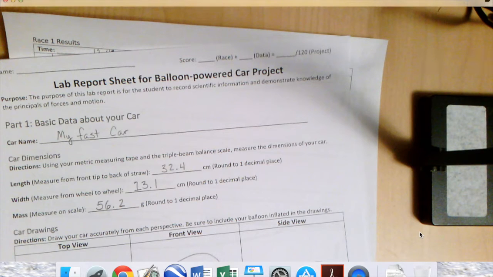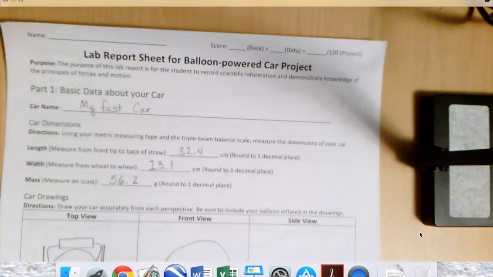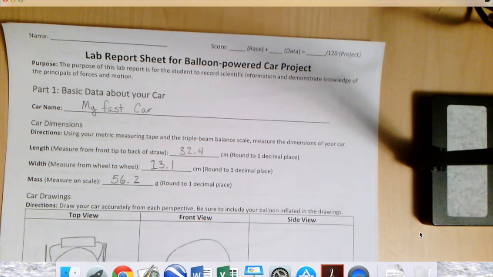Guys, Mr. Klein here with our tutorial on completing the lab report for your powered car project. What we're going to be doing is going step by step through this project. I have a worksheet which I've done already, and I'm going to be working my way through this.